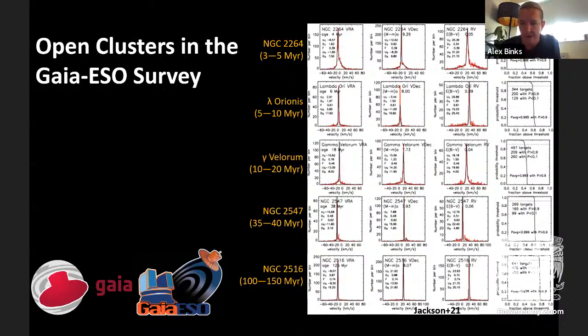Now, we picked very high probability members of these clusters. The way this was done was through a kinematic selection. So we have Gaia, which provides the on-the-sky velocities, the tangential velocities. From the Gaia-ESO survey, we get radial velocity from the spectroscopy. So we can actually probe the 3D kinematics of the clusters and pick the ones that are co-moving in 3D.